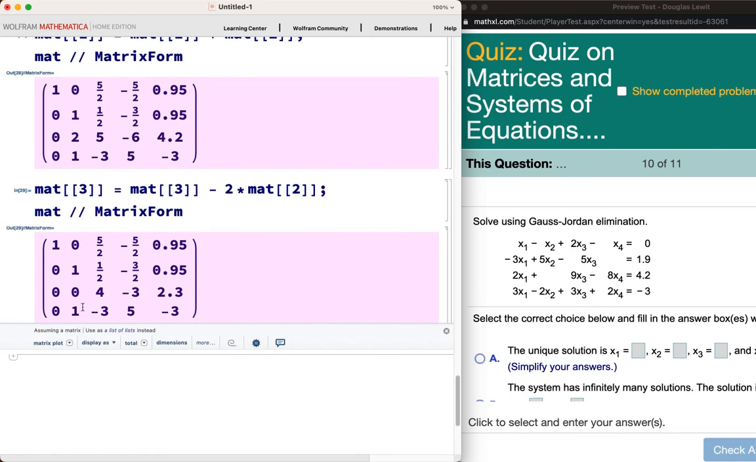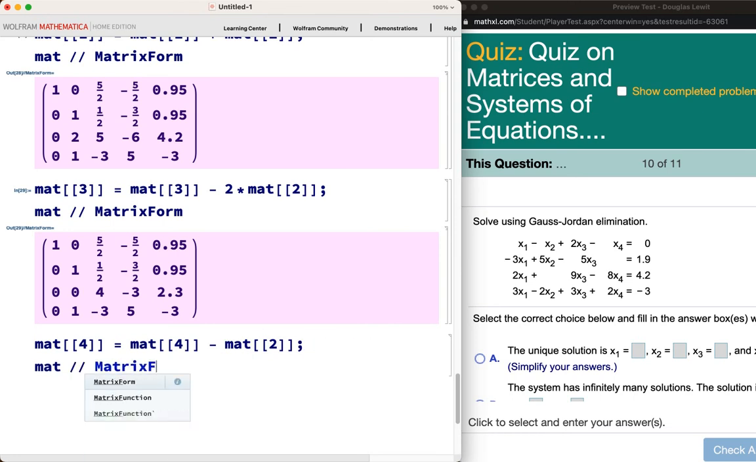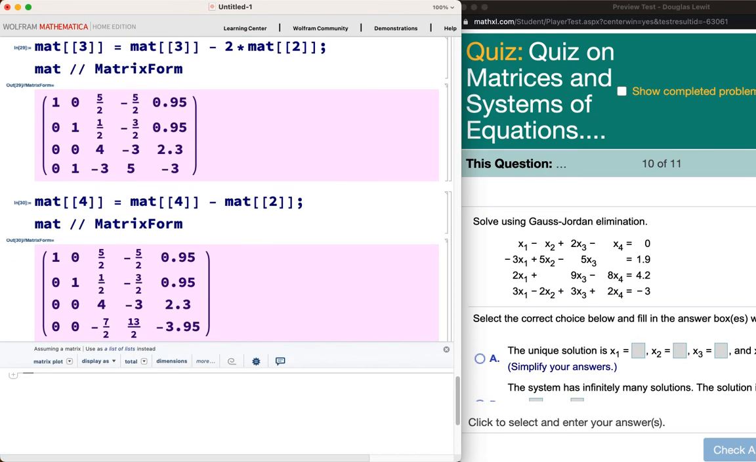Okay, so all we have left is this 1 here. So this is going to have to get changed into a 0. How do we do that? It's very easy. So it's the fourth row, right? The new fourth row is equal to the old fourth row minus the second row, because 1 minus 1 is equal to 0. So then we have matrix form. Okay, now we're getting there slowly but surely.